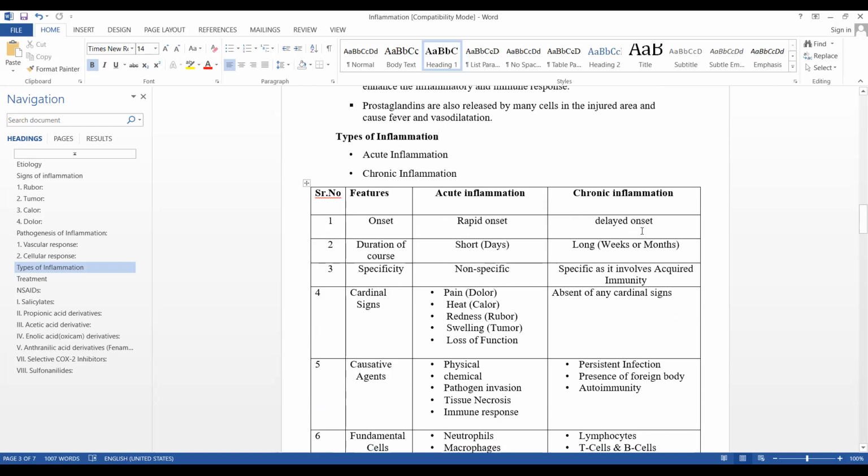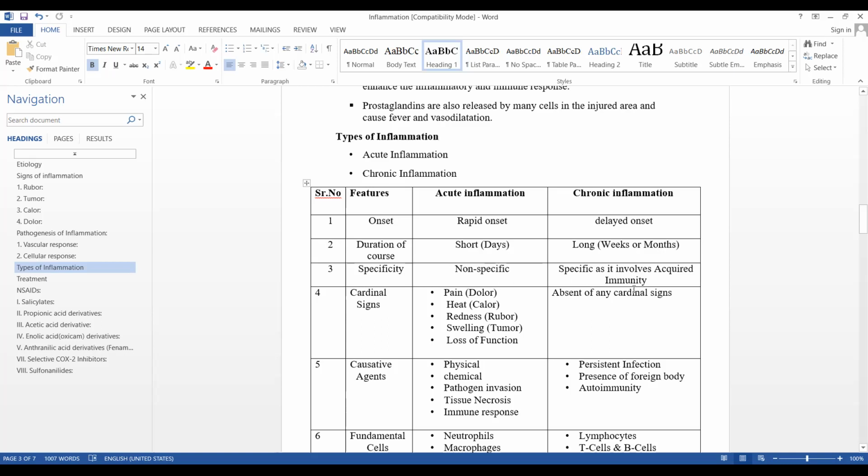The onset is delayed. It will not start immediately on attack by the causative agent. But in acute inflammation, whenever the causative agent attacks the body, it shows a rapid onset of action, a rapid response. In chronic it is a delayed onset. Duration: acute is short duration, chronic is long, that is weeks or months together.